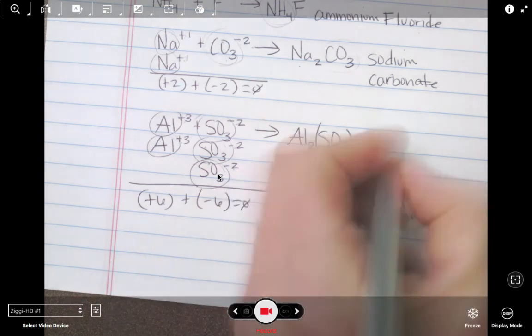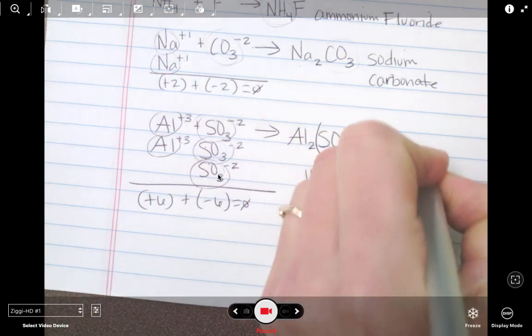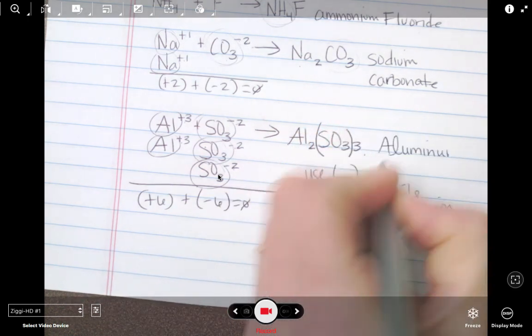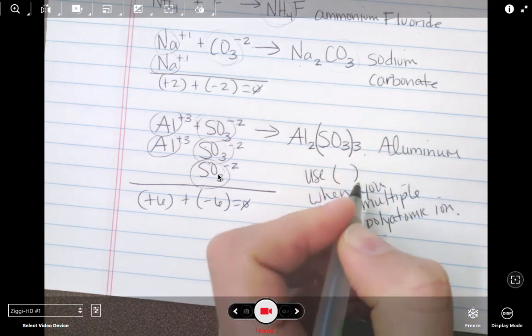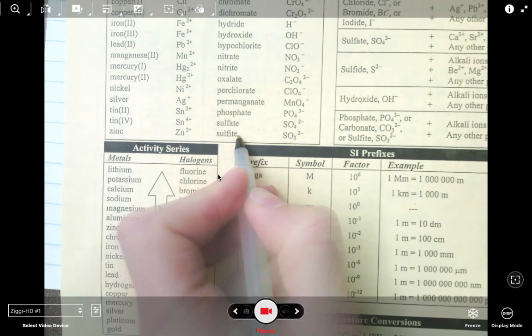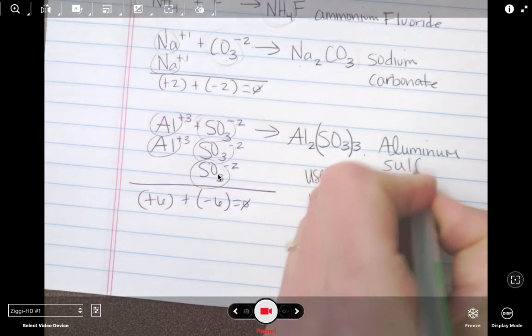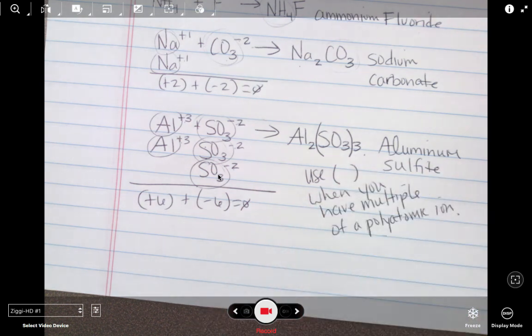As I would name this, aluminum gets to keep its name, aluminum. And SO3 gets to keep its name, sulfite. And that's it.